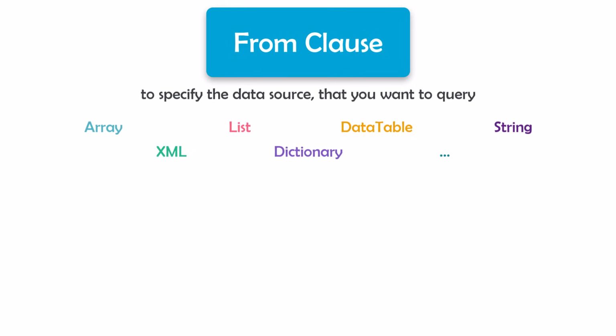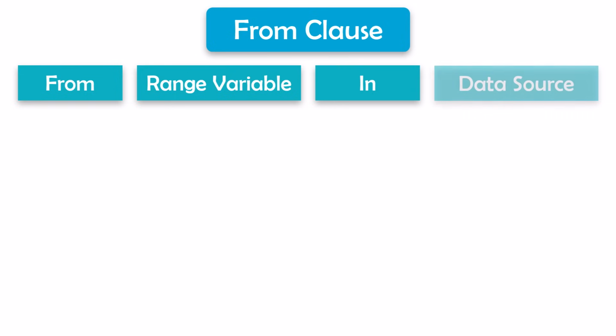The structure of it is the following. From, range variable, in, data source. It consists of two main parts, the range variable and the data source. Let's understand what each part means and how to set it. I will start with the data source.